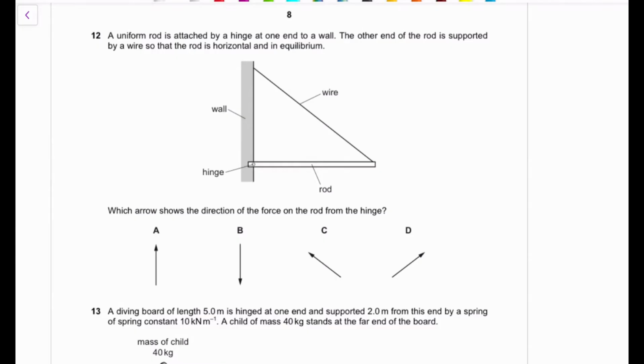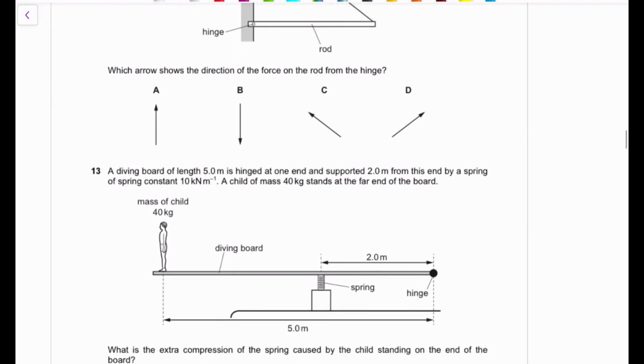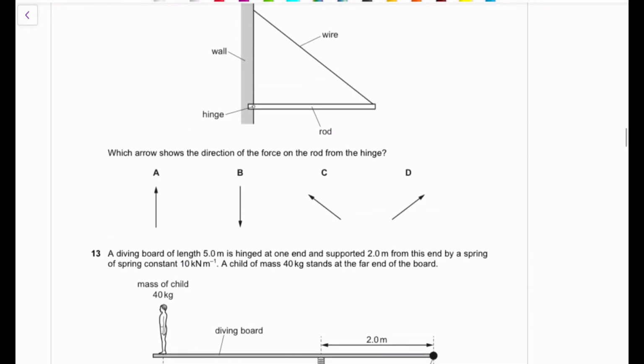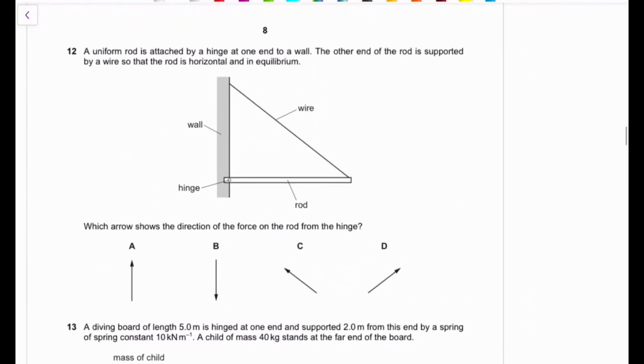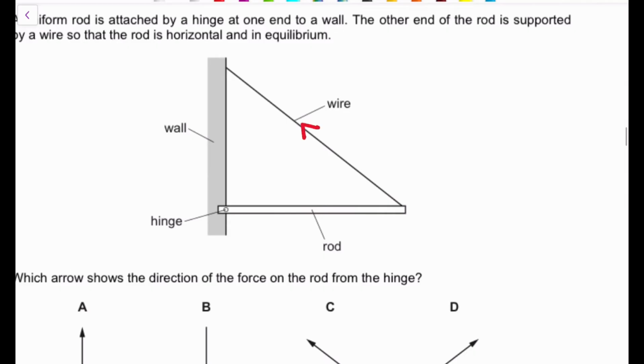So the other end of the road is supported by wire. The road is horizontal and in equilibrium. Which arrow shows the direction of the force on the road from the hinge? Very important. So get this, guys. If you look at this, there's going to be a tension force in this wire. If we zoom in, there's going to be a force of tension.